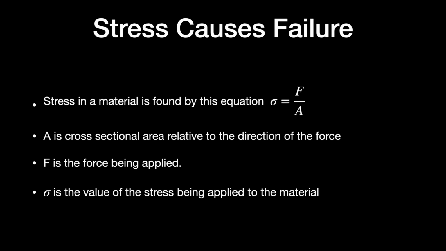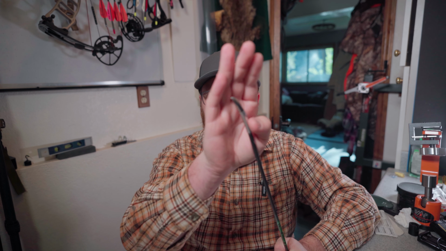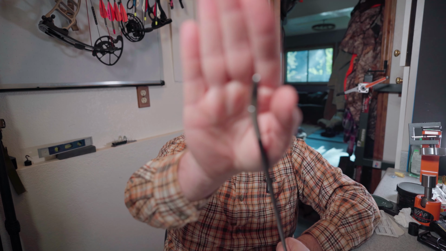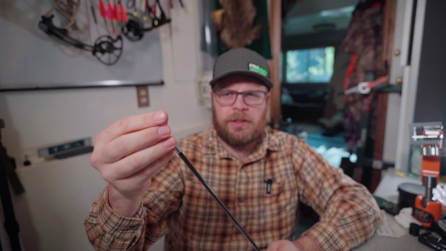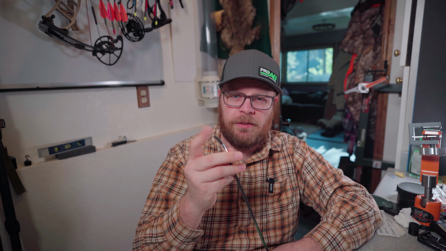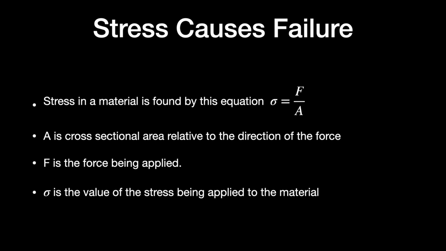For example, if you hit something hard, like this here, we've got a bent component there. Not only did it bend the component, but it bent the field tip as well. So that's failure. Notice the carbon didn't fail. It's perfectly fine. But the component itself failed. So let's discuss what makes a good component and what makes a bad component.